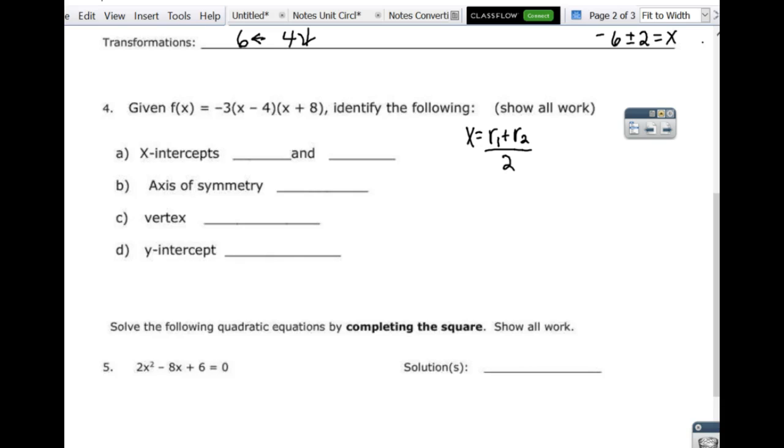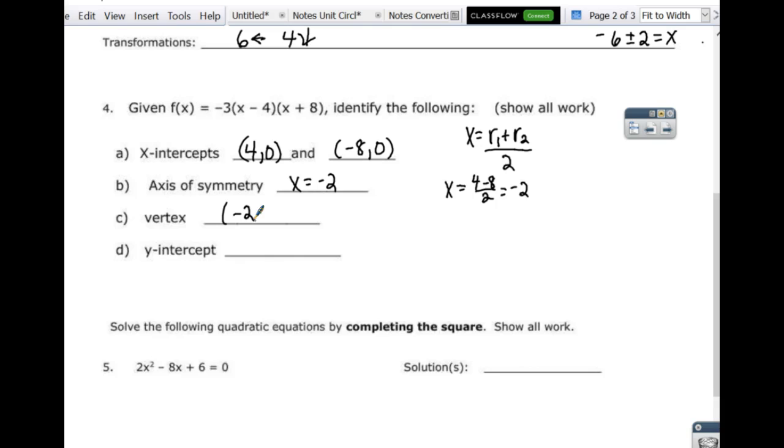Good job. So this x-intercept is 4, and this one is negative 8. So when I do R1 and R2, and that gives me my x, I'm going to get 4 minus 8 over 2. So that's negative 4 divided by 2, which is negative 2. You got that? Okay. So that makes this negative 2 and this, correct?